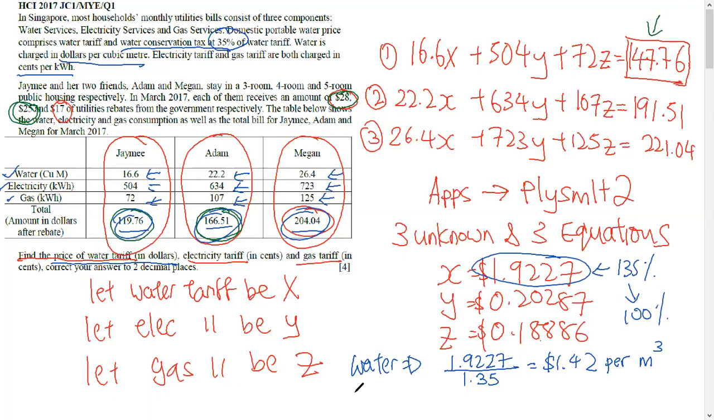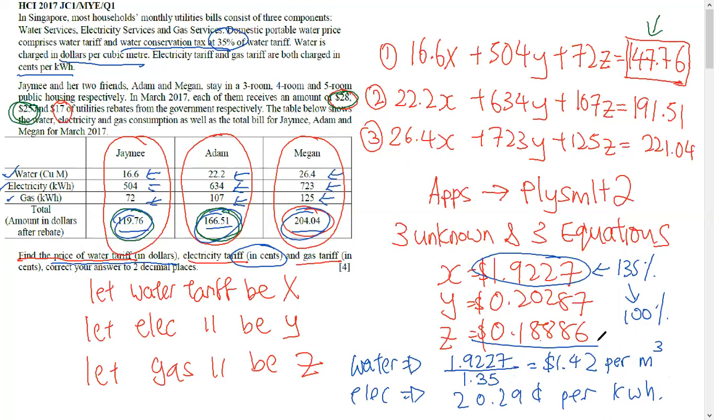Okay, so next for the electric. For the electric, we want it in terms of cents. So of course you need to convert dollars to cents. So this will be 20.29 cents per kilowatt hour. Same thing for the last one, it will be 18.9 cents per kilowatt hour. All right, so that's it for this first question.